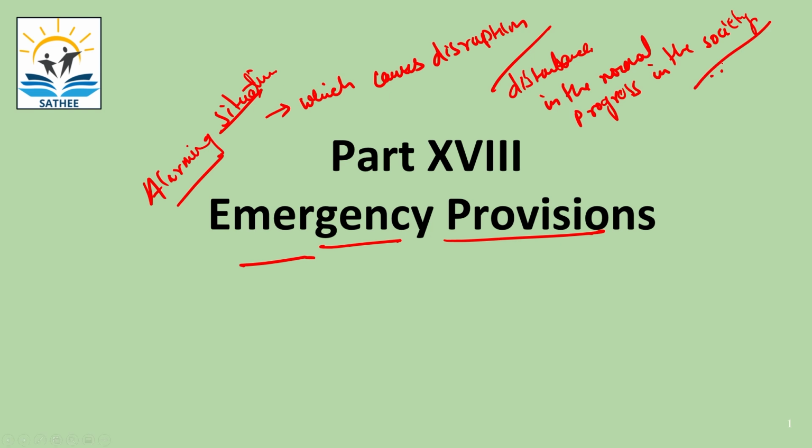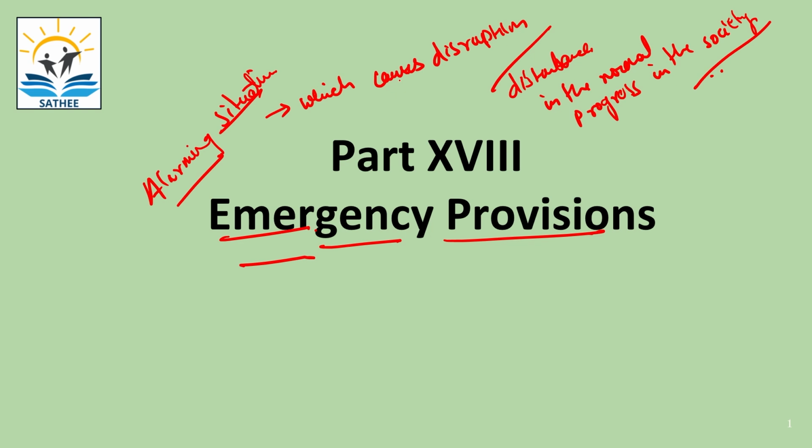You must have heard that in the past we had an emergency that was put up in the year 1975. It was a national emergency. Then there are different types of emergencies according to the Constitution, which we are going to discuss. But first we need to understand what exactly emergency means. Emergency is nothing but an alarming situation which causes disturbance in the normal progress of the society.